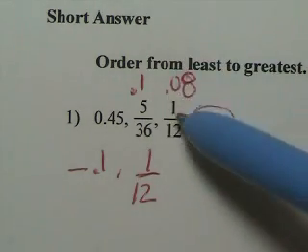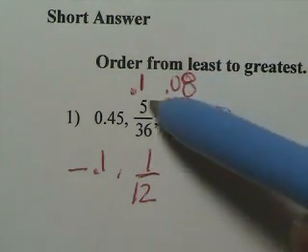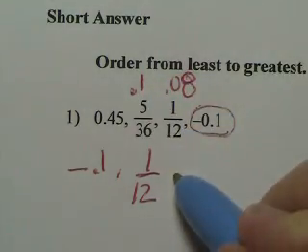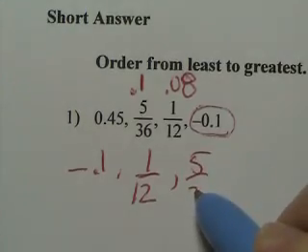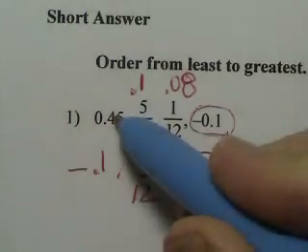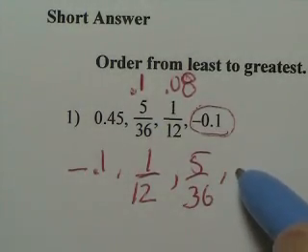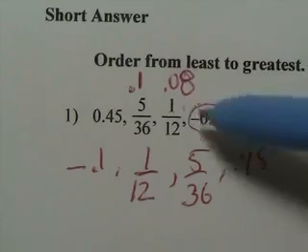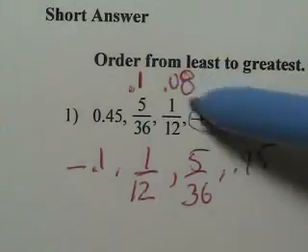And the next one would be, so that's 1/12. That's 0.08. This one is 5 over 36, which is 0.1. That's the next size larger. So 5 over 36. And the last one, the largest one, is 0.45. Okay, and that is the order from least to greatest. But I changed them into decimals so I could compare them.